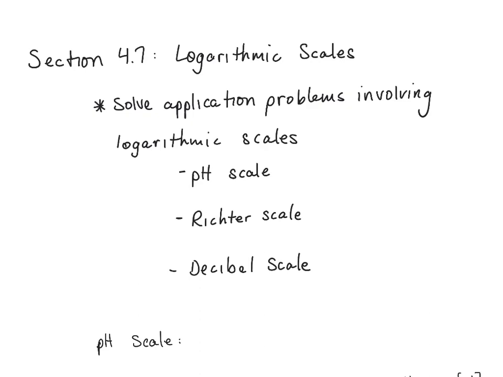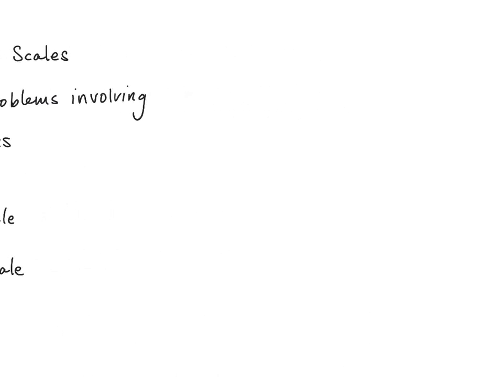Here's an example. Before we get to the pH, Richter and decibel scales, here's an example of what I'm talking about. Let's say we start at 0 and then 10, 100, 1,000, 10,000, 100,000, and 1 million. So this is a very large span of numbers. And let's say we're measuring something that has the potential to be between 0 and 1 million. That's a very large span of numbers. So to make this more meaningful, we could put this in terms of a logarithm.